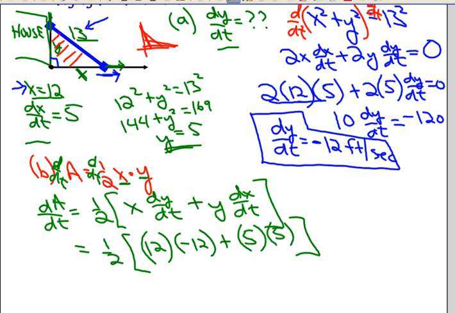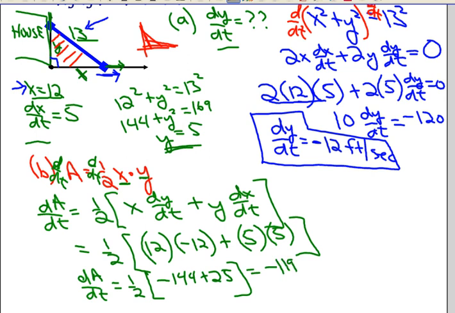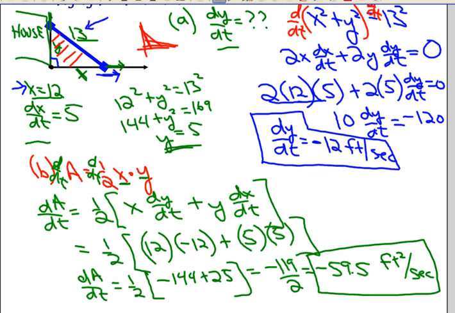And so I've got 1/2. So dA/dt equals 1/2. And it looks like a -144 and a +25. So it looks like a -119/2, which would be just a little less than 60, right? A -59.5, and it's an area, so I know that would be square feet per second. So at this point in time, the area is getting smaller. And maybe your intuition told you that, maybe not, but analytically, very clearly, that is our answer.